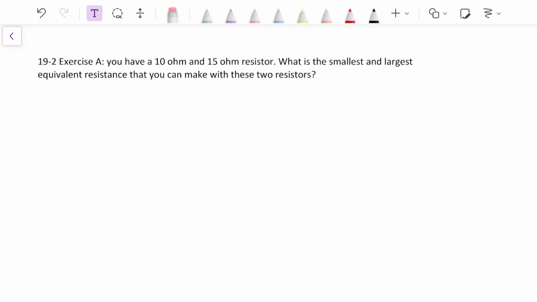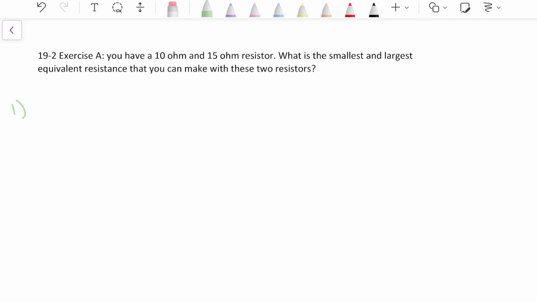Today we will be working on exercise A from chapter 19 of the Giancoli textbook. So our first step is to read the problem. This problem is asking, you have a 10 ohm and 15 ohm resistor. What is the smallest and largest equivalent resistance that you can make with these two resistors?